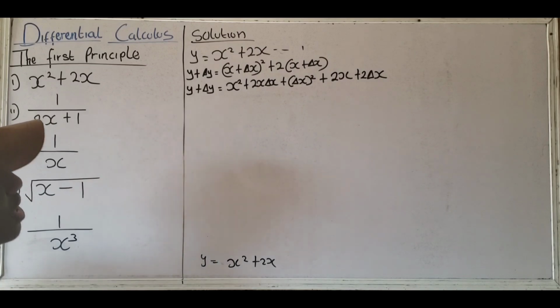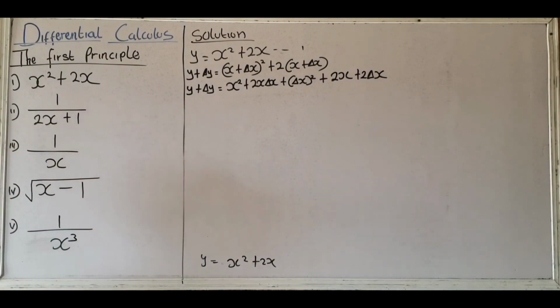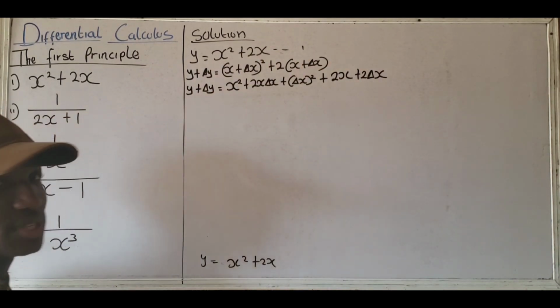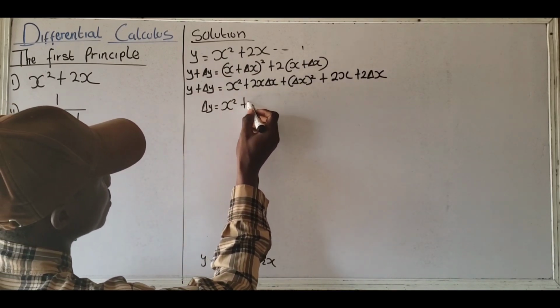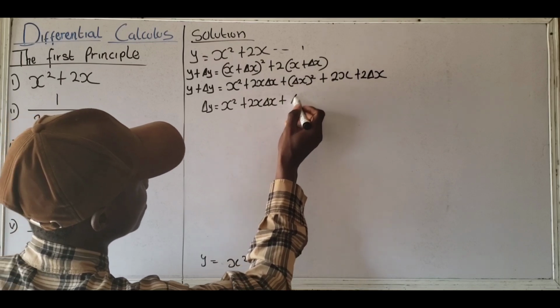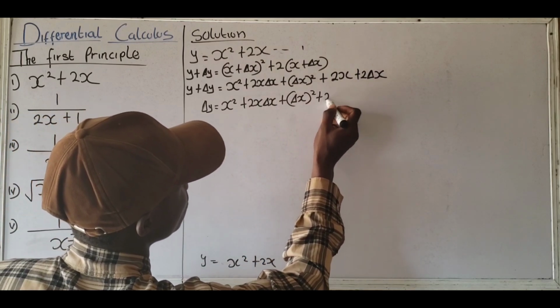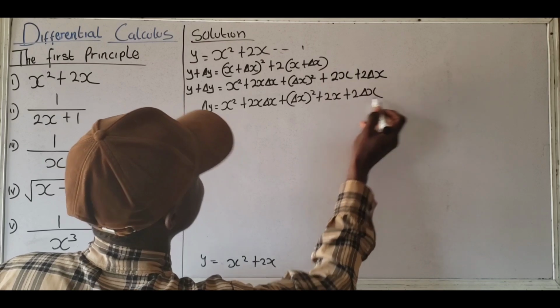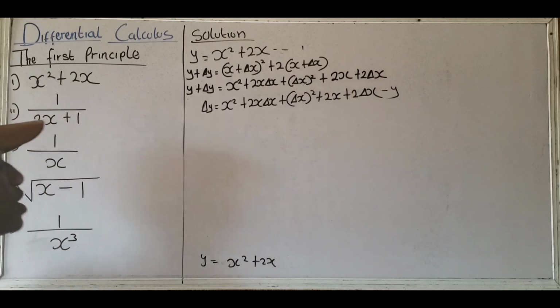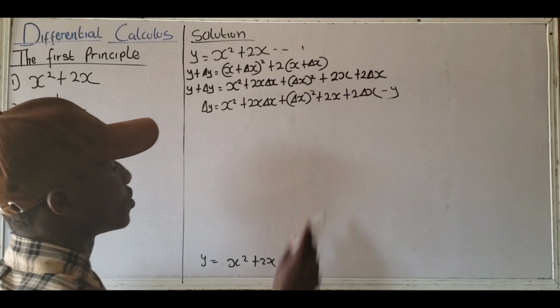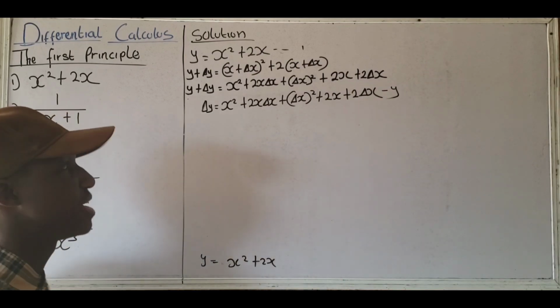Okay, now having expanded the bracket, the next step is that you have to make delta y the subject of the relation. How do you do that? All you have to do is just take this y to the right hand side of the equation, okay? So I'm going to have delta y equals x squared plus 2x delta x plus delta x squared plus 2x plus 2 delta x, now minus y, because if this positive y crosses the equals sign to the right hand side of the equation, the positive sign is going to change to a negative sign. So that is why I'm having minus y, okay? So let us proceed.